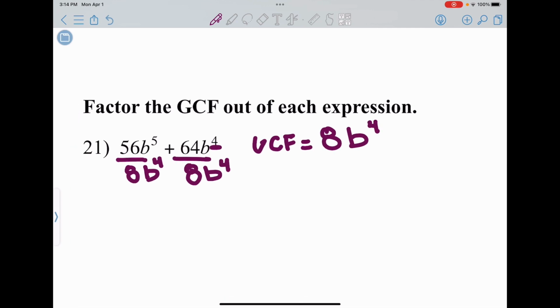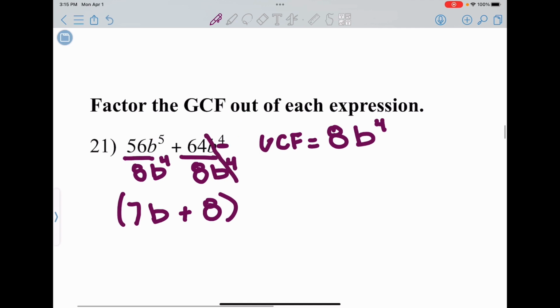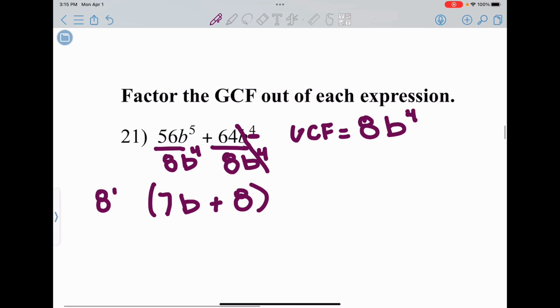Once you identify the greatest common factor, you then divide by the greatest common factor. So 56 divided by 8 is 7. And when you divide with exponents, you subtract them. So 5 minus 4 is 1. And then the next term. 64 divided by 8 is 8. And when you have a b to the power of 4 on top and a b to the power of 4 on the bottom, those will cancel out, leaving me with just that 8. And then I'm going to go ahead and write the greatest common factor on the outside.